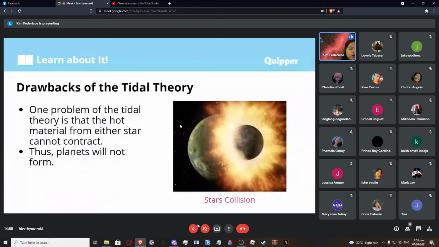The problem of this theory is that the hot material from either star cannot contract. So they supposedly do not contract. And if no contraction happens, no planet can be formed.